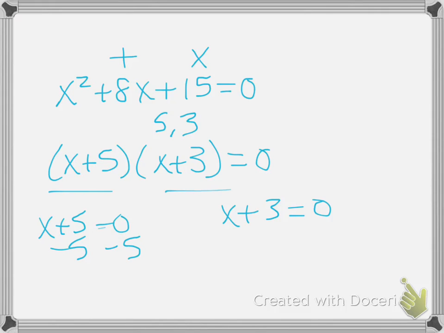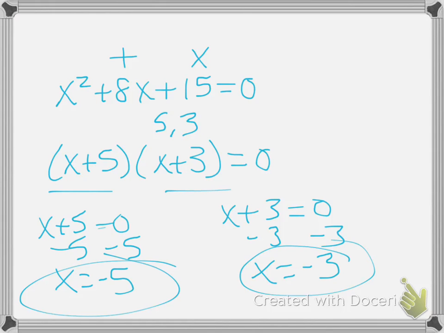Subtract 5 from both sides to get x equals negative 5. Subtract 3 from both sides to get x equals negative 3. If I graphed this, these two points right here are where it's crossing my x-axis.